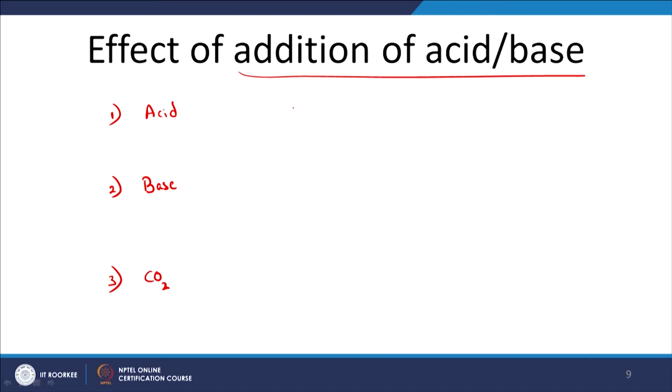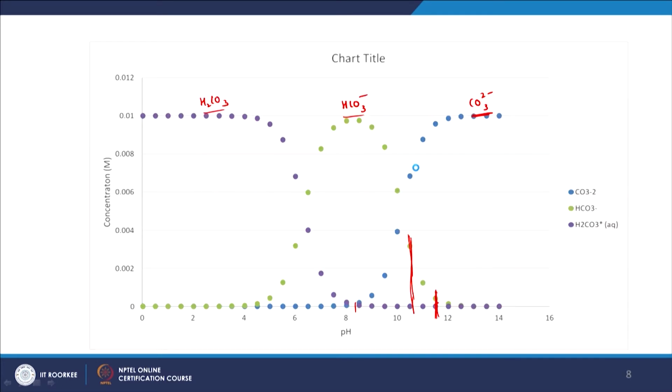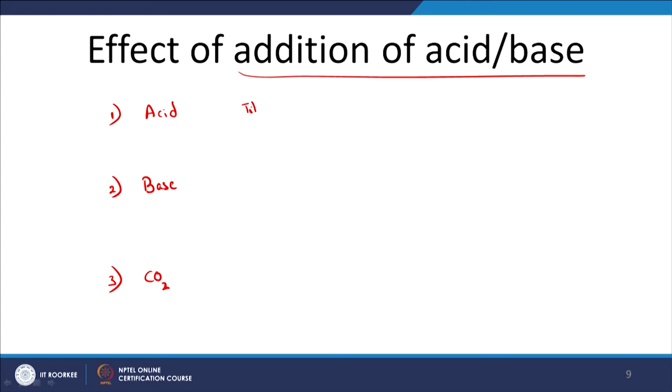So what are the equations? Let us see if it changes for different cases. It strictly speaking should not. So let us take total acidity for now. What is total acidity? Let us work it out for one case. Total acidity is equal to H plus, and what are the other acids present? 2 times H2CO3 plus HCO3 minus, pardon me, minus OH minus, right.